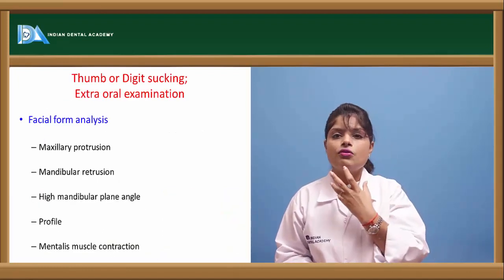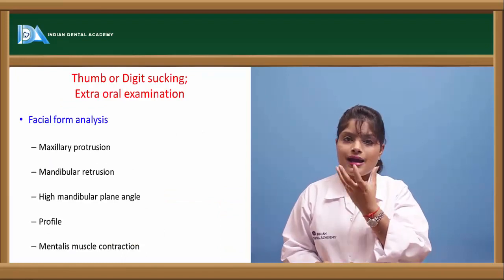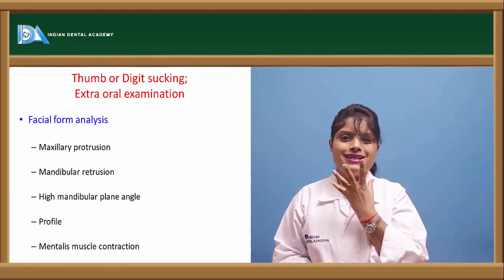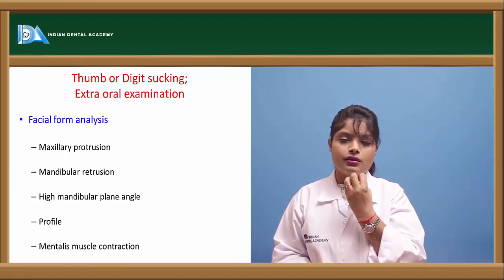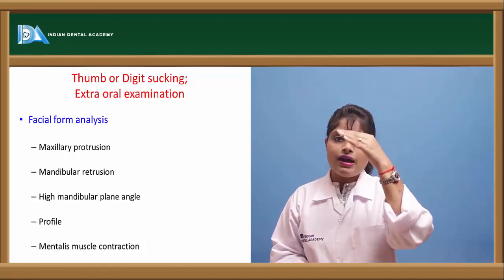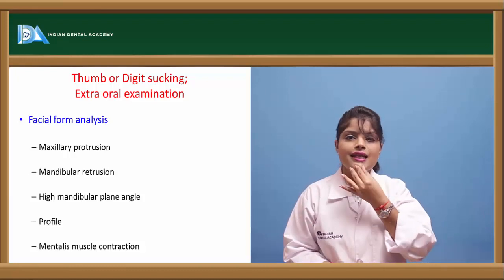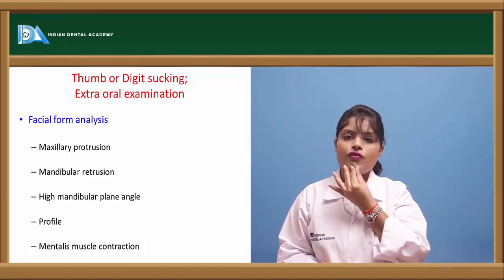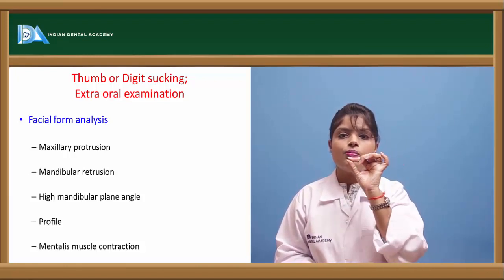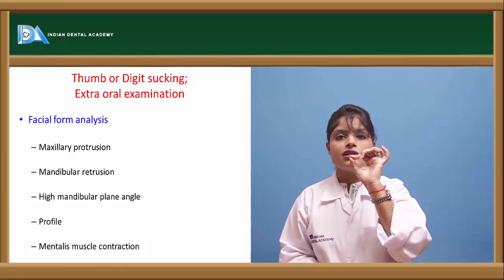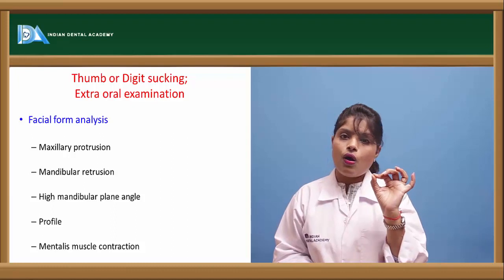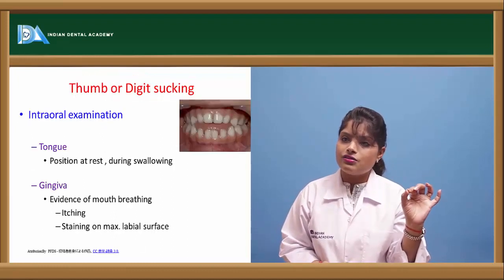Now, how is the facial profile of the child? There will be a maxillary protrusion, a mandibular retrusion, open bite, or the teeth will not fall together. There will be decreased overjet and decreased overbite. The profile of the child will be convex, and there will be hyperactivity of the mentalis muscle, which we also call a puckered chin. Small projections and depressions will be present on the chin of the child who is a thumb sucker, or such a child has a hyperactive mentalis.